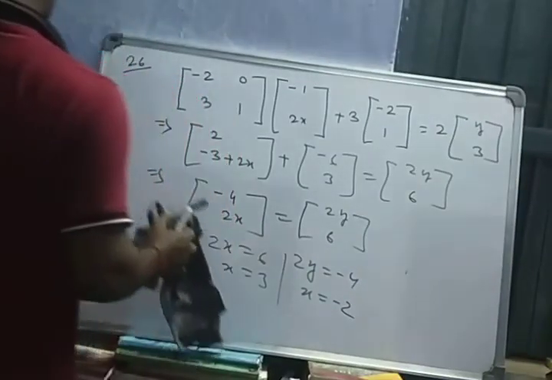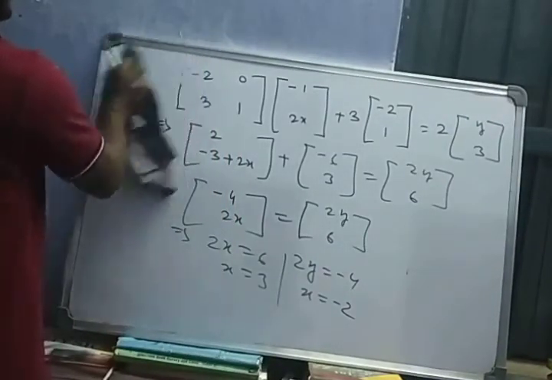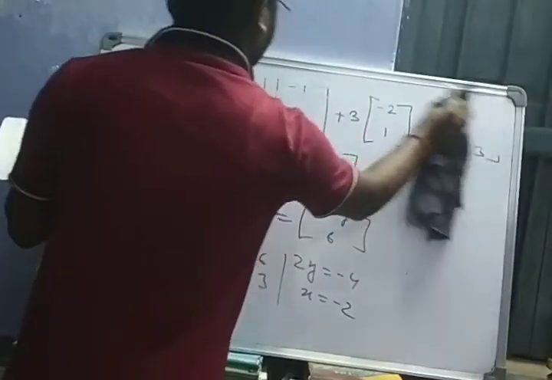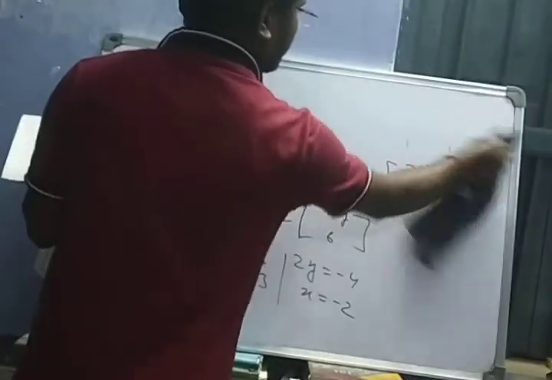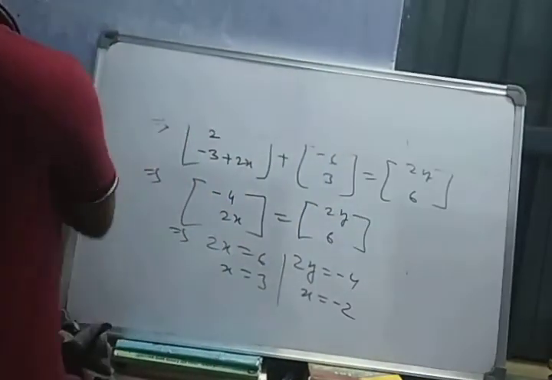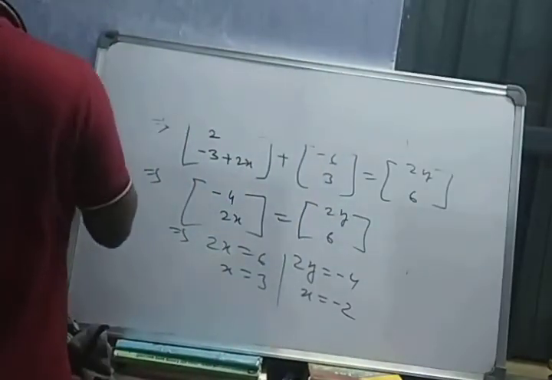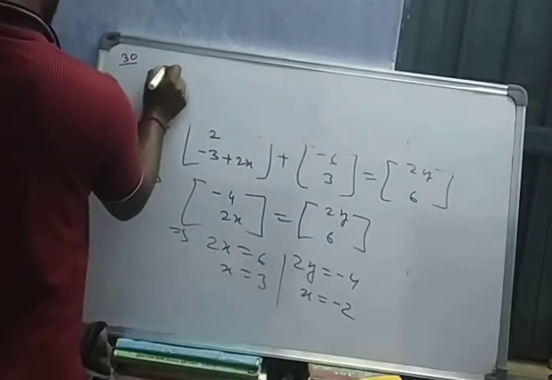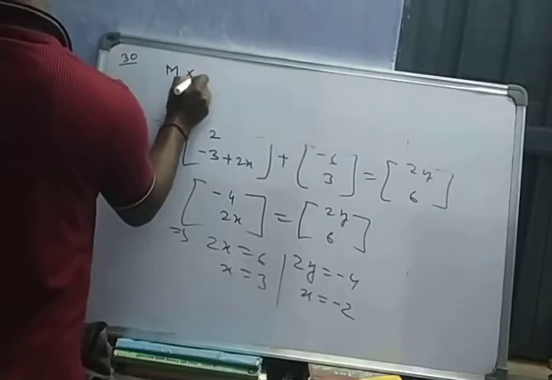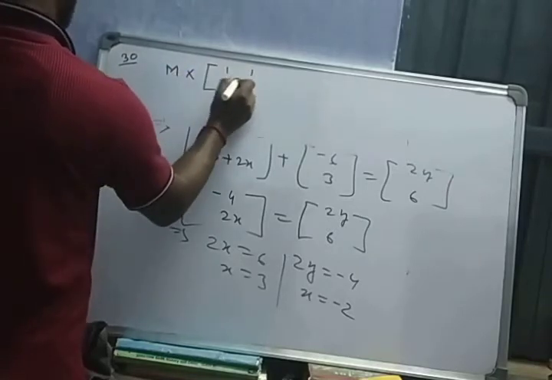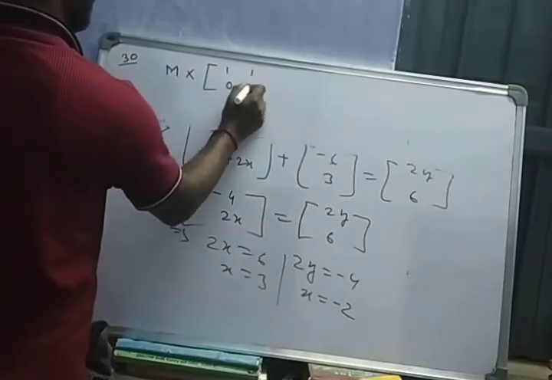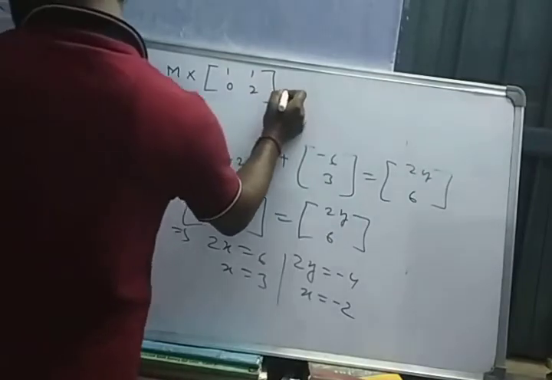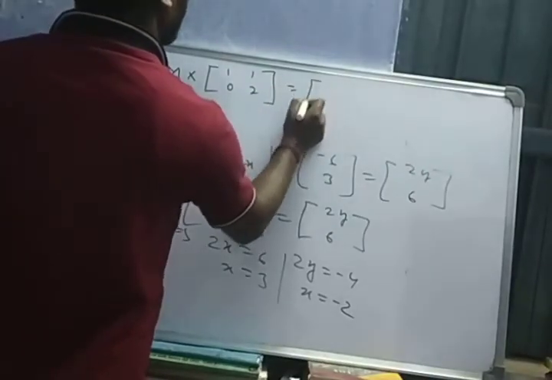Number 13. Number 30 is a bit different type. Here you will see M into 1 1 0 2 equals to 1 2.